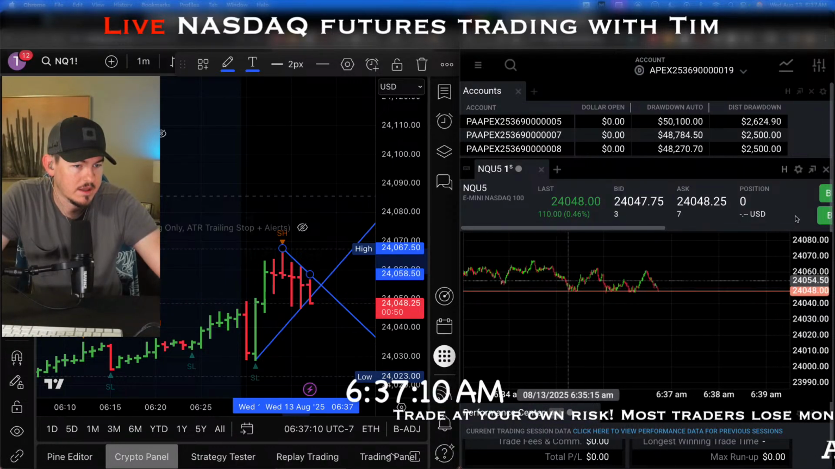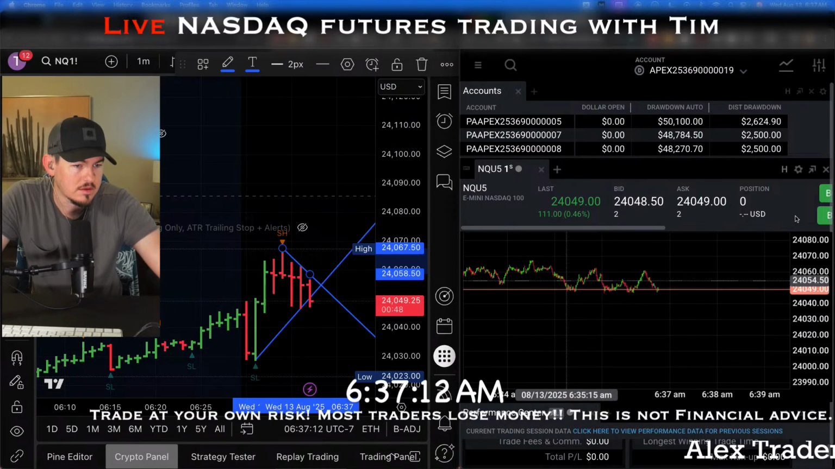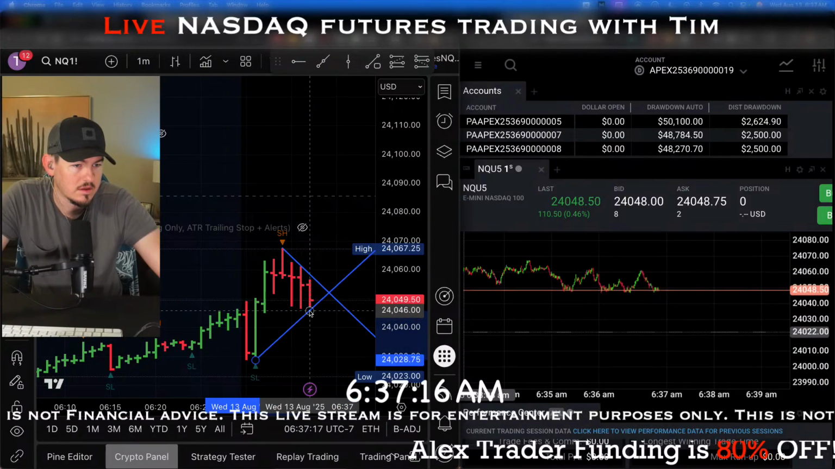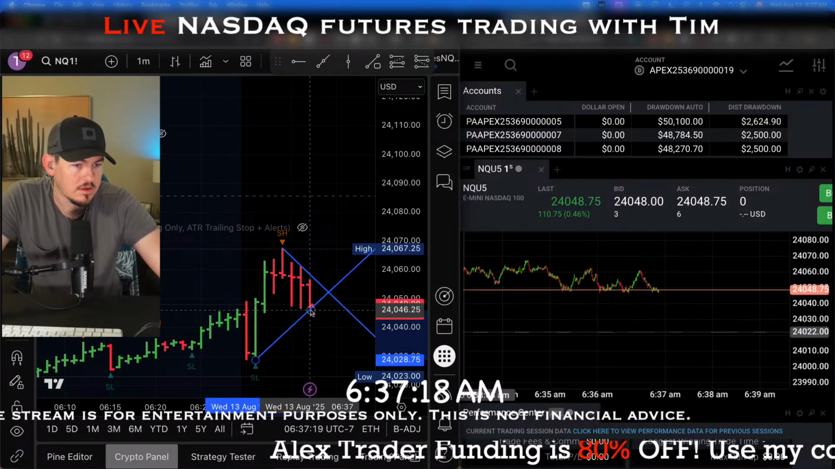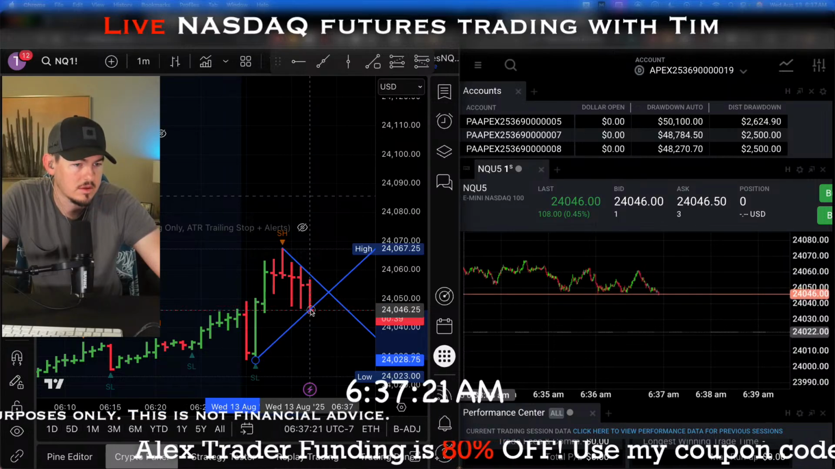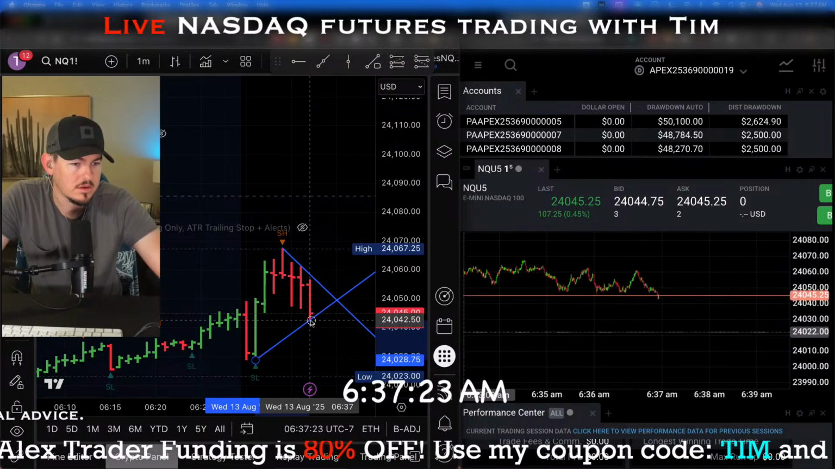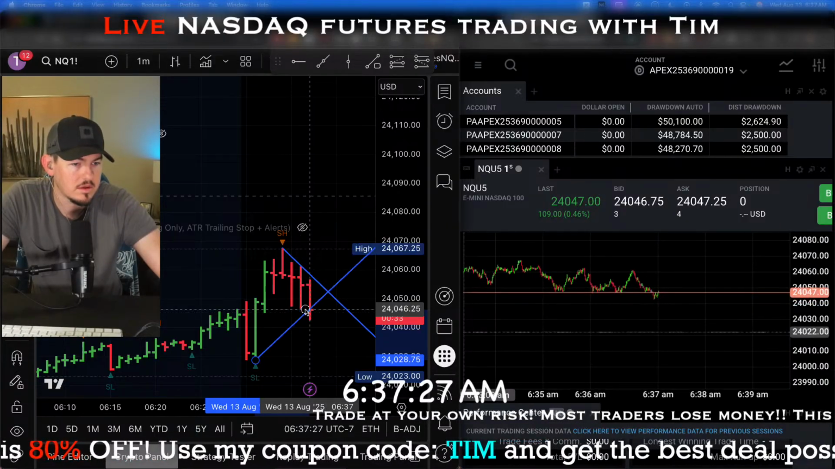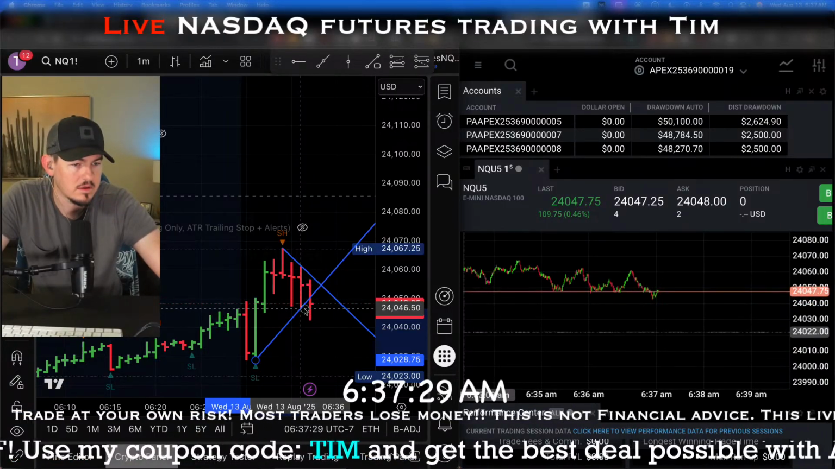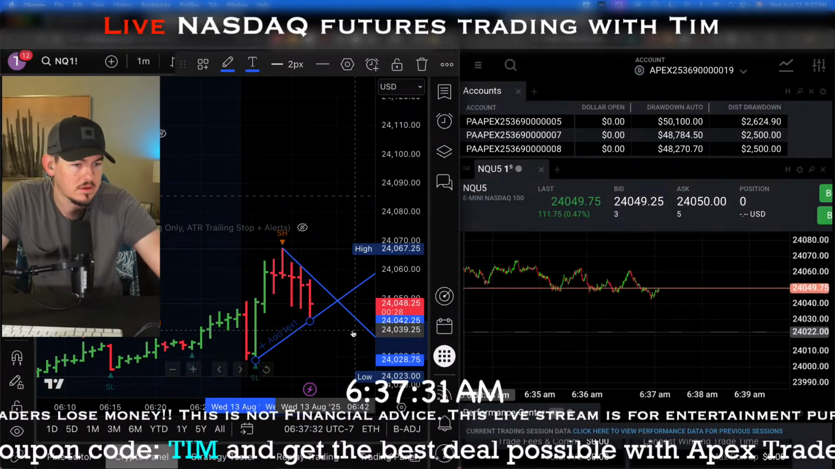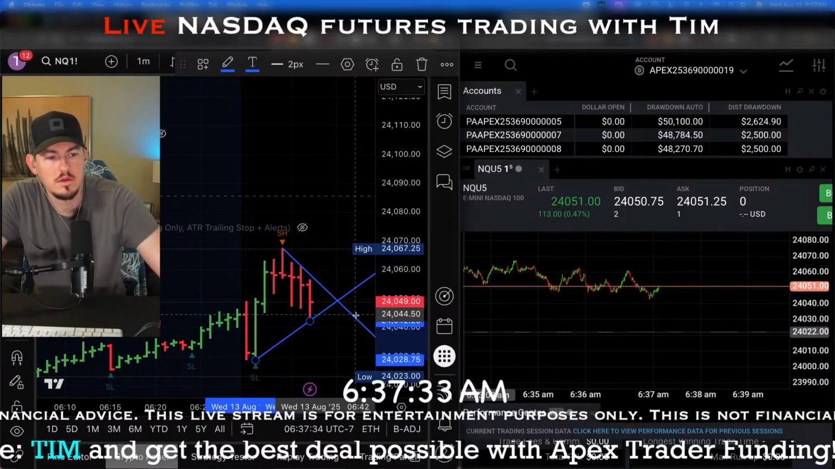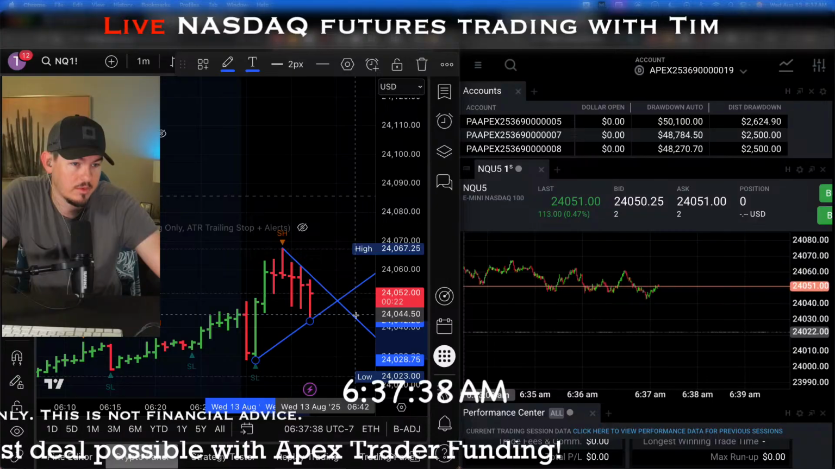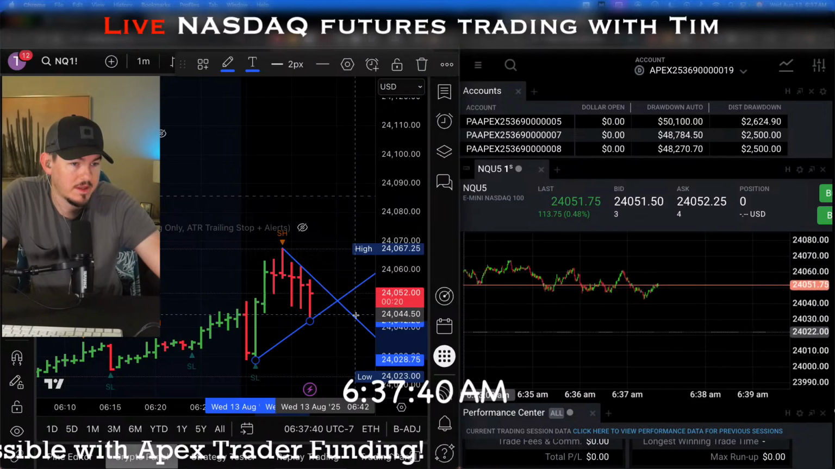Might have a pullback, which is fine. The momentum's saying going up, so we want to try to stay with that momentum.